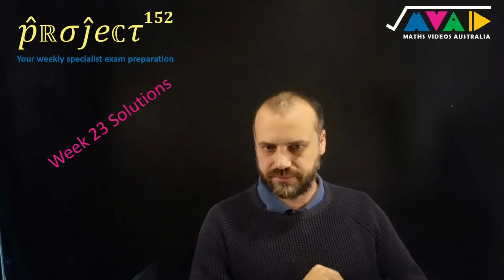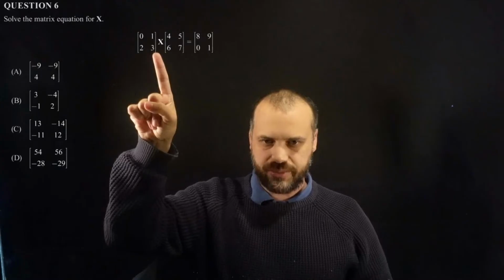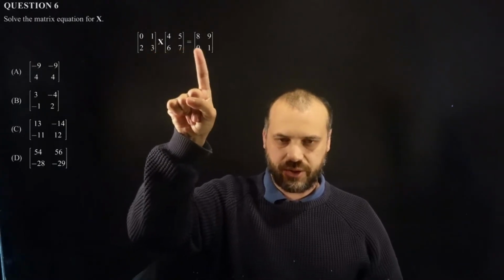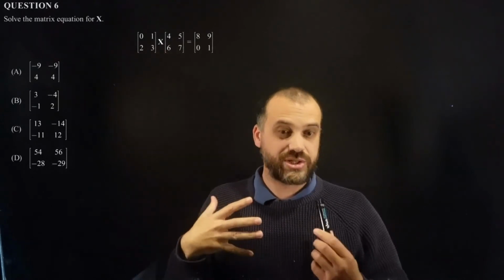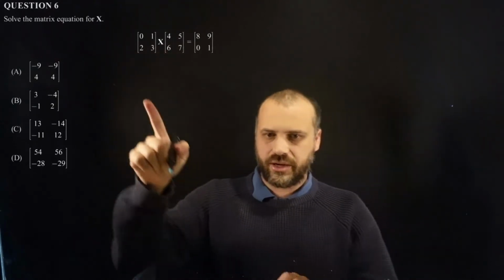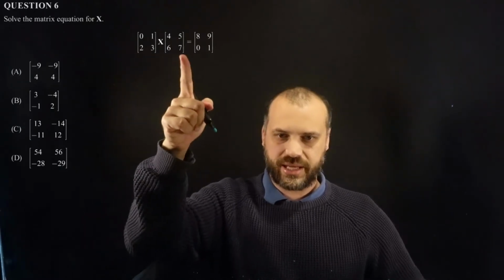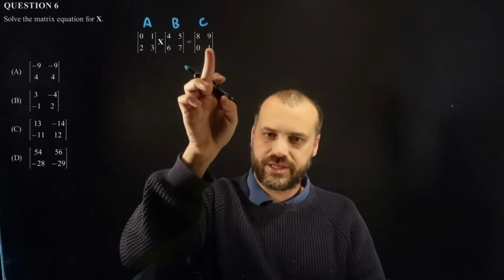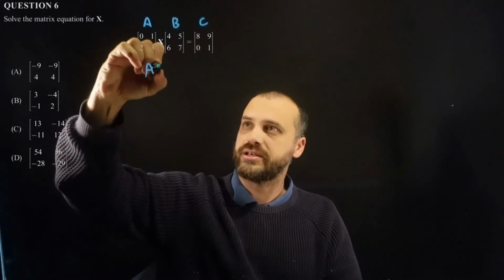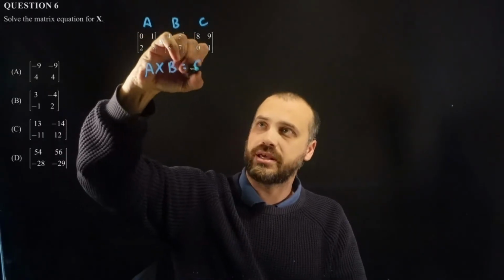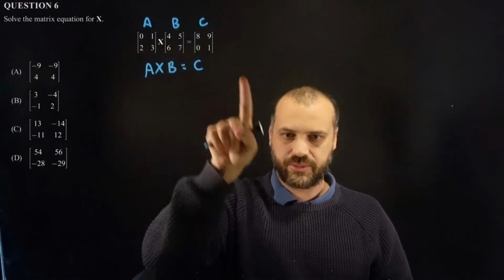Let's get started. So a fun one here, we've got some matrix algebra. We have a matrix times x times a matrix is equal to this matrix. Now, in order for us to figure out what x is, we need to isolate x. I'm just going to give all of these matrices a letter, A, B, and C. And because I've got it written out like this now, I'll just write it as a matrix equation, which is A times x times B equals C. That's what this says.